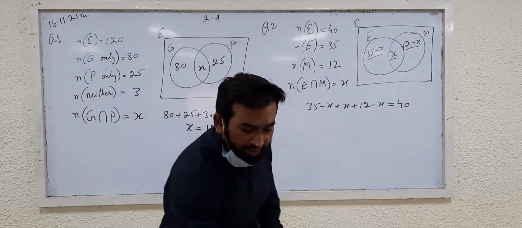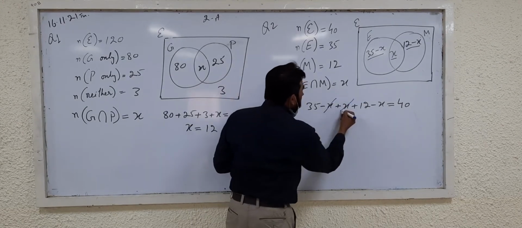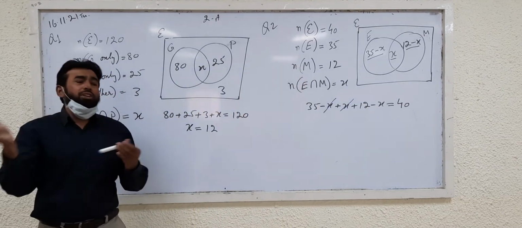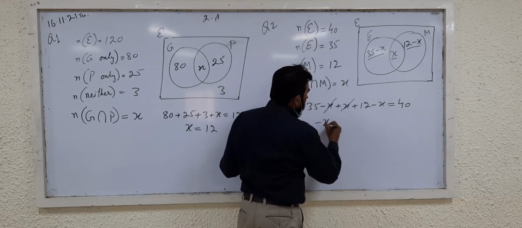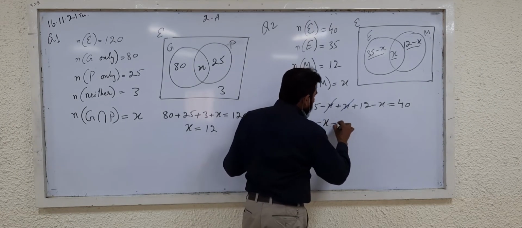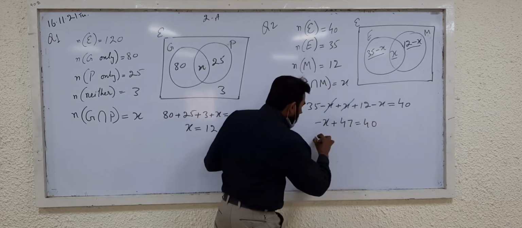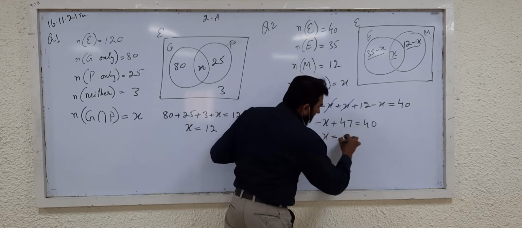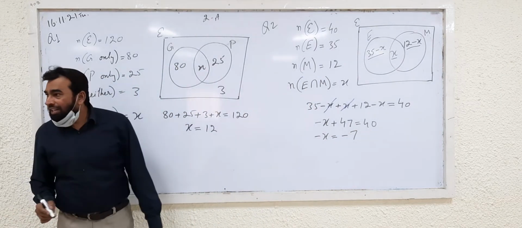Now here you can solve it by solving this equation. These two X, one positive and one negative, will cancel each other. So minus X plus 47 is equal to 40. So minus X is equal to, by solving it, minus 7. Okay? So the minus signs will cancel each other.